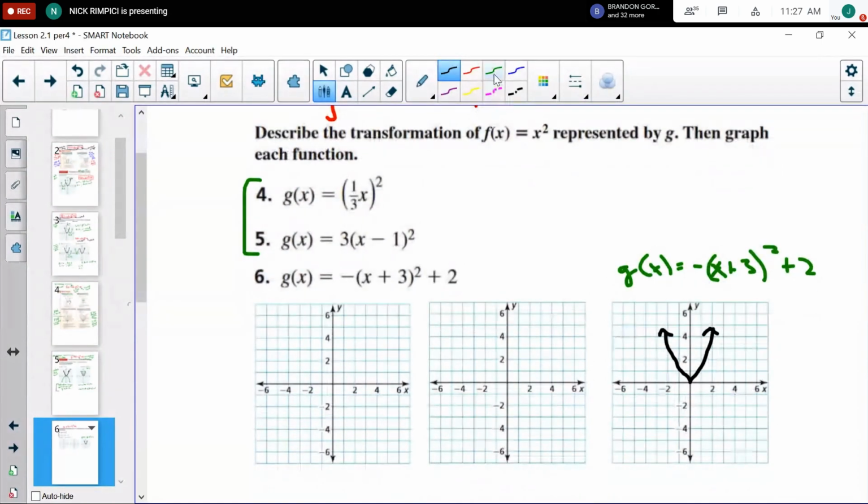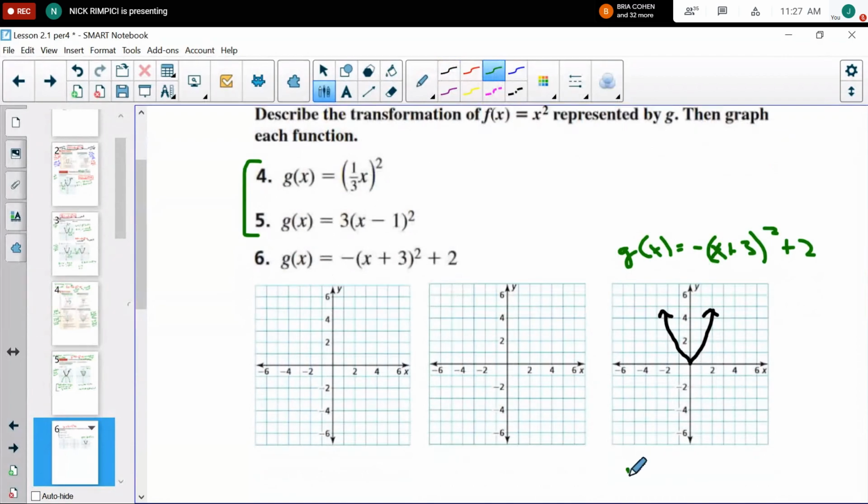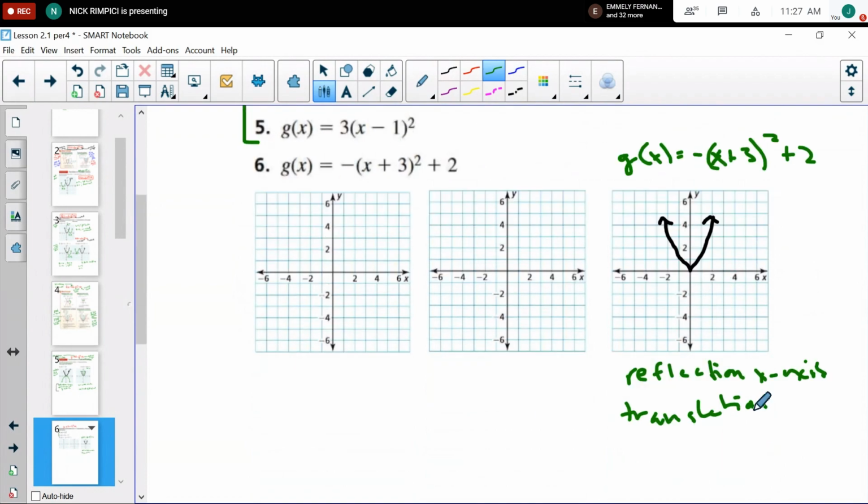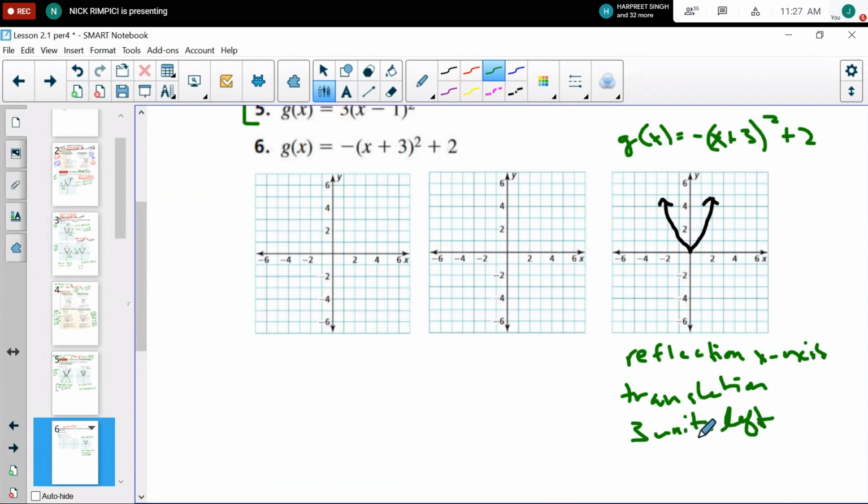A reflection over the x-axis and a translation of 3 units left and 2 units up. So a reflection over the x-axis and a translation. He said 3 units left, right? Translation, 3 units left. And he also said 2 units up. Okay.